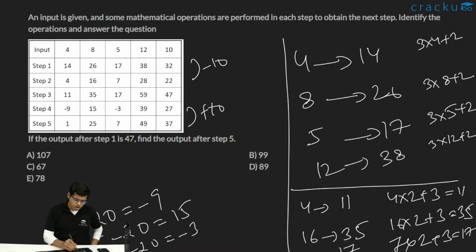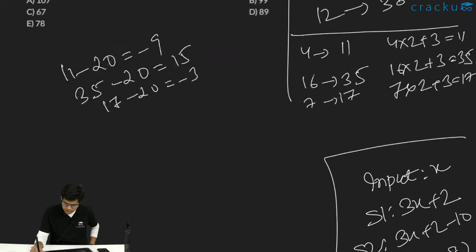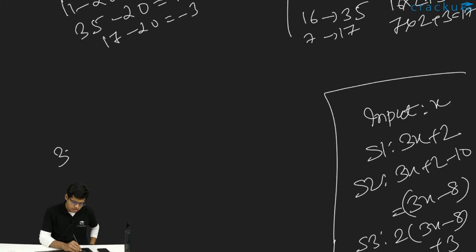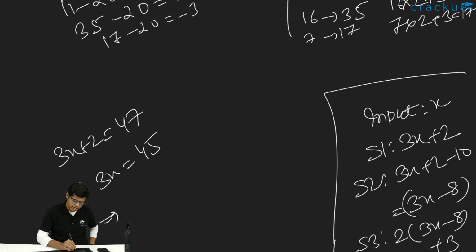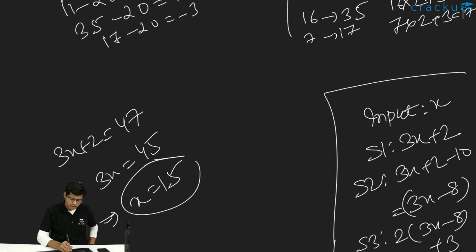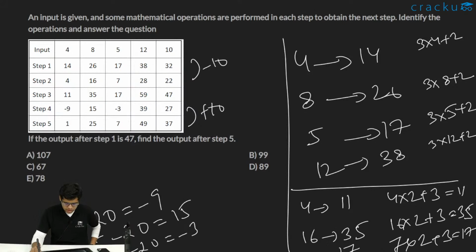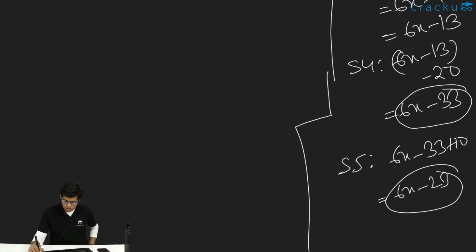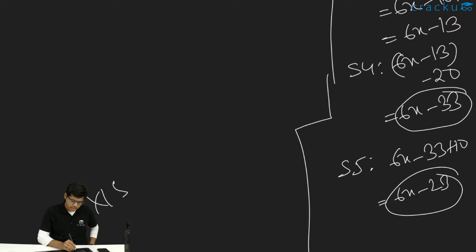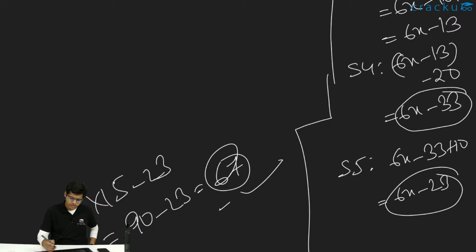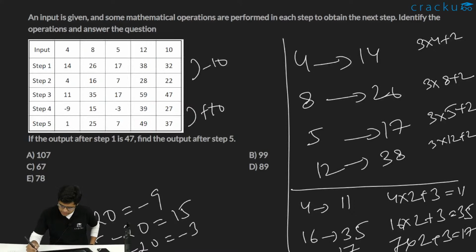Okay. Output after step 1 is 47. So output after step 1, which means 3x plus 2 is 47, which means 3x is 45, which means x is 15. If x is 15, what is the output after step 5? So output after step 5 will be 6 into 15 minus 23, which is 90 minus 23, which is 67. Right?